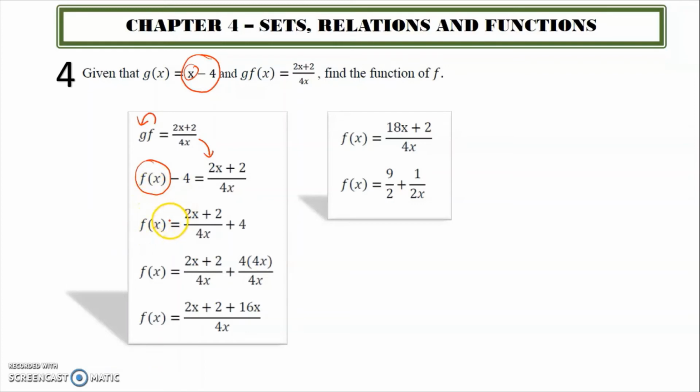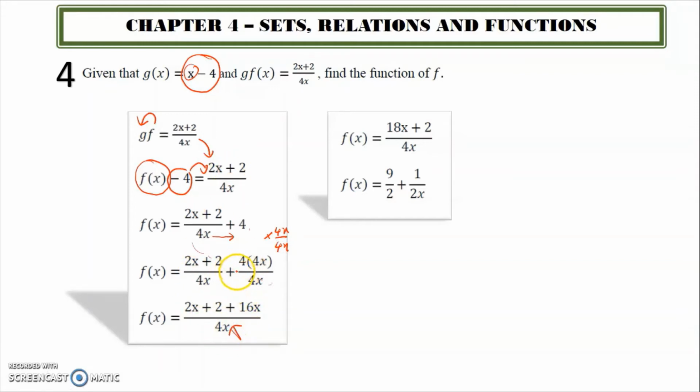Okay, lepas tu kita kena pindahkan. So, pindahkan apa? Pindahkanlah tolak 4 ni sebelah kanan. Supaya kita tinggal f(x). So, pindahkan tambah 4. So, lepas dah pindahkan, tolak pindah jadi tambah. So, kita kena simplify sampai yang paling simple. Okay. So, ini kita kena samakan bawah dia. So, nak samakan bawah dia, kita kena darab 4x bahagi 4x. So, kita dah boleh samakan bawah dia.